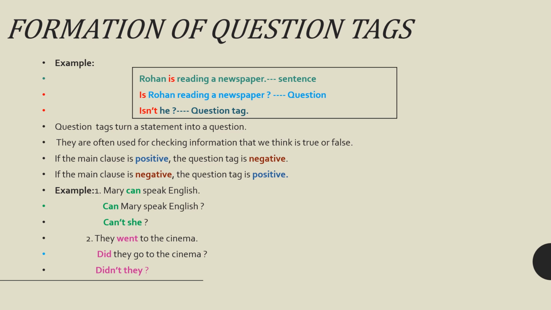Let us observe some more examples. "Mary can speak English." It is a positive clause. "Can Mary speak English?" It is a question. "Can't she?" It's a negative question tag. "They went to the cinema." It's a positive sentence. "Did they go to the cinema?" is a question. "Didn't they?" is a negative question tag for the positive clause.